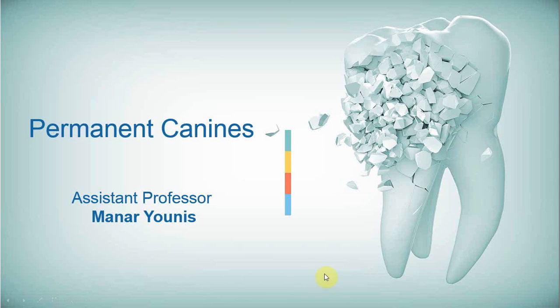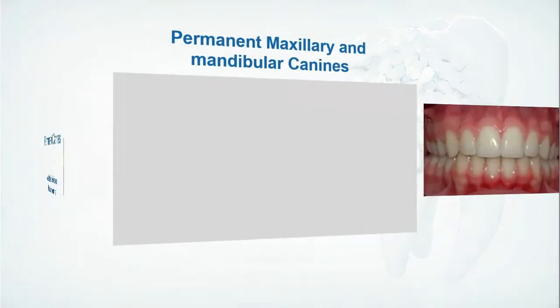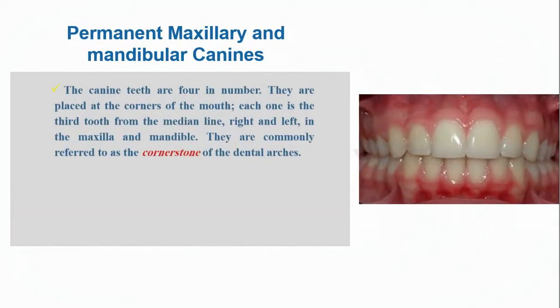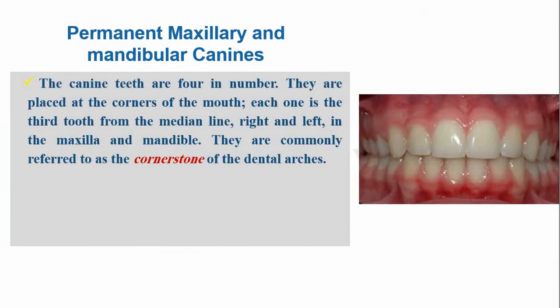Permanent canines. In this lecture, I will discuss the characteristic features of canines as a class and also give a description for the permanent maxillary canine and mandibular canine. The canine teeth are 4 in number. Each canine is the third from the midline in each quadrant.